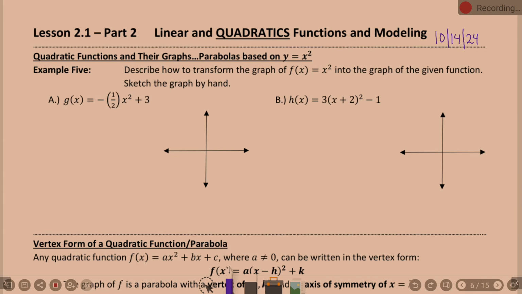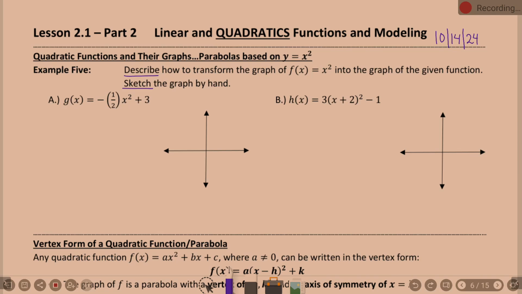The directions here in example 5 ask us to describe how to transform the graph of f of x equals x squared into the graph of the given function, and then sketch the graph. Notice it says by hand. In other words, not just plug it into the calculator. We had a transformation chart back in chapter 1 if you need to pull it back out. But g of x equals negative 1/2 x squared plus 3.